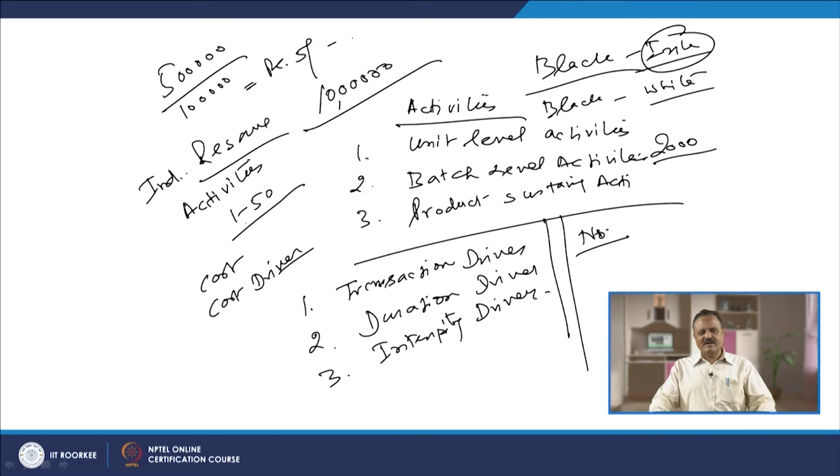How many times we are performing, or for how many units we are performing this activity, we have to divide that unit level activities on the basis of the transaction drivers. So, when you talk about the total machining cost, because machining is required for all the products, the common driver will be the number of units of the products, and that is a transaction driver.